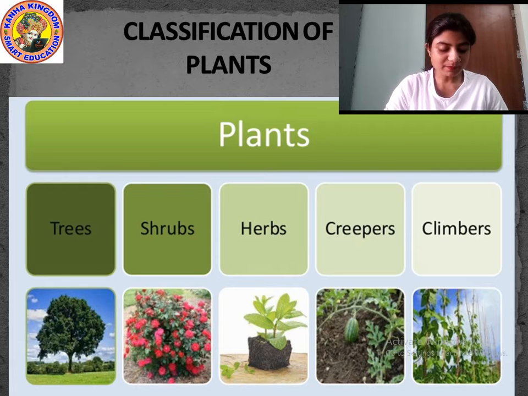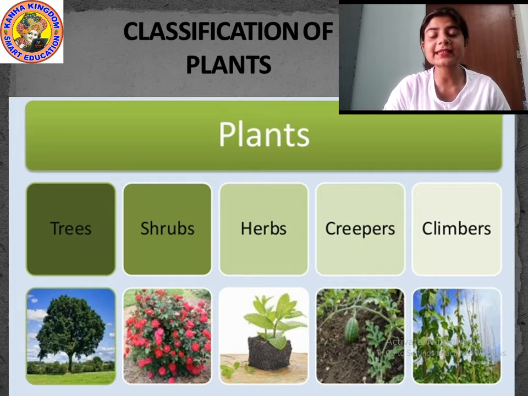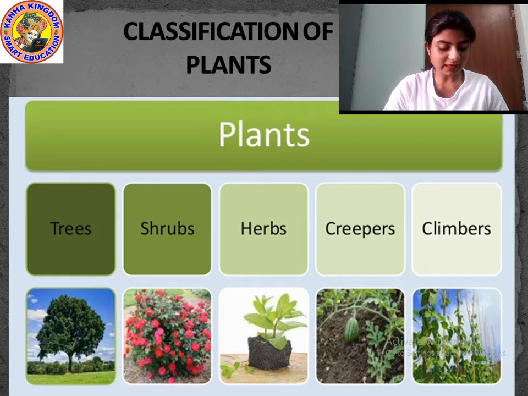Then comes herbs. Herbs are also small plants which have very soft and delicate stems. Delicate means the stems of these herb plants are very soft. They can be broken very easily. For example, coriander plant, mint plant, and lotus plant. These are some herbs.